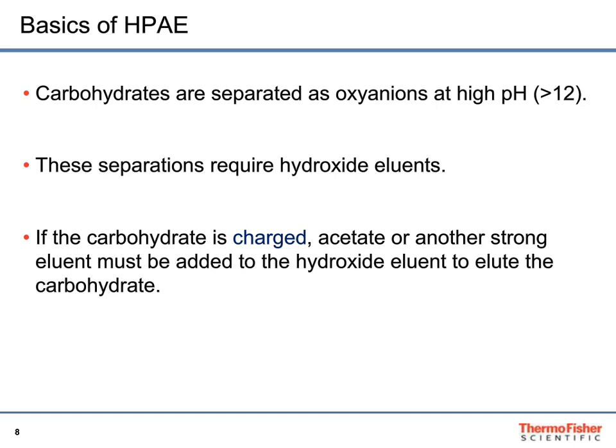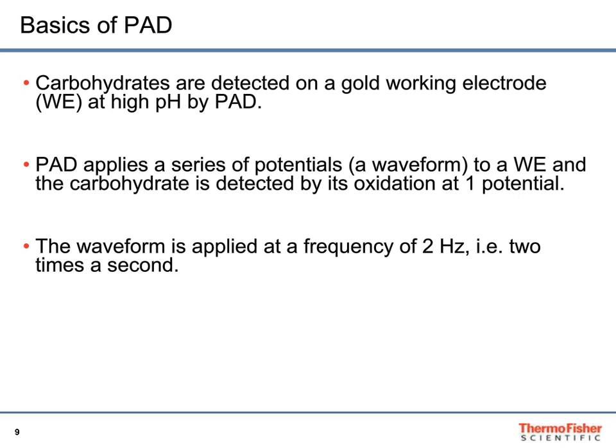Now let's look at the PAD side of things, or Pulsed Amperometric Detection. In this case, our carbohydrate, now made an anion, is eluted from the column and detected on a gold working electrode. That's a noble metal electrode, and it turns out that detection also requires high pH. For a carbohydrate to be detected on a gold electrode with applied potential, we need high pH. Well, that's a perfect marriage to the separation where we're using a high pH mobile phase. In fact, if we don't have a high pH mobile phase for the separation, we have to add high pH afterwards, but that's a very rare situation.